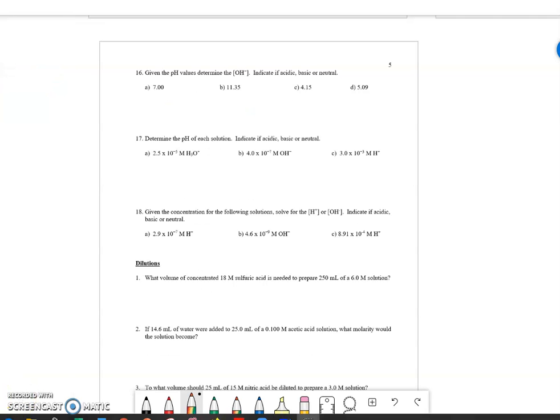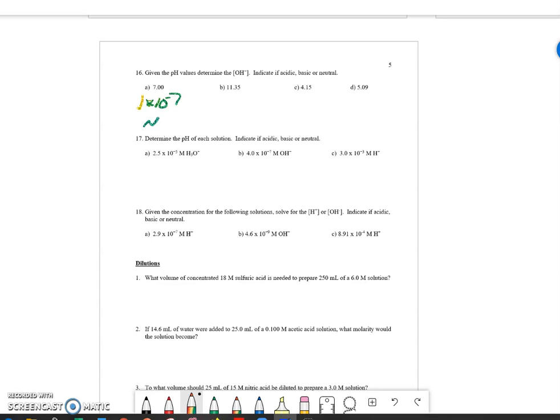And jumping ahead to number 16, given these pH values determine the OH concentration and indicate if it's acidic, basic, or neutral. Well, if the pH is 7, we've said before, I kind of know already that my H3O and OH are both going to be 1 times 10 to the minus 7. And of course this would be neutral, so we're going to be neutral in that case.